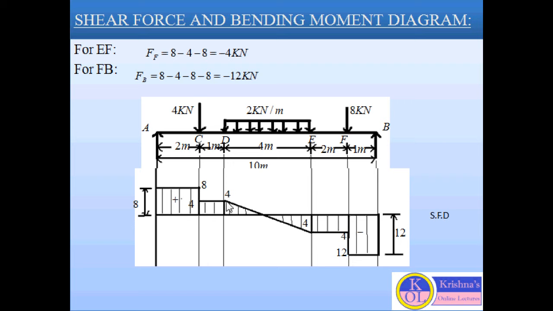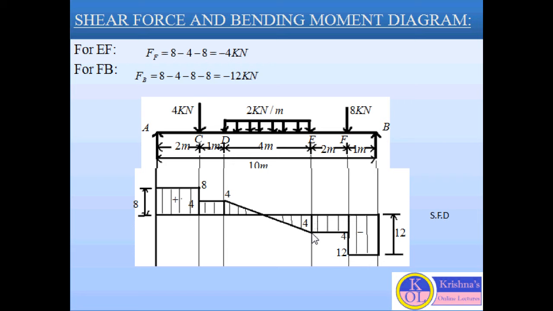So we will mark the positive shear force at point D and the negative shear force at point E by an inclined line. You can see here in this diagram, this is +4 and this is -4. So this is the position of shear force at point D and point E.